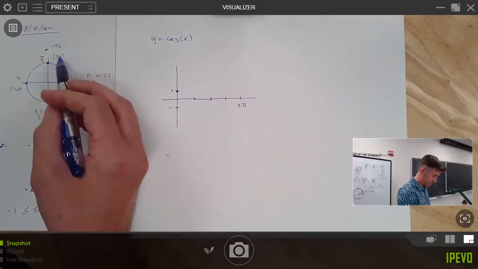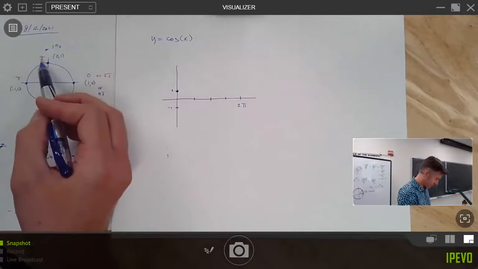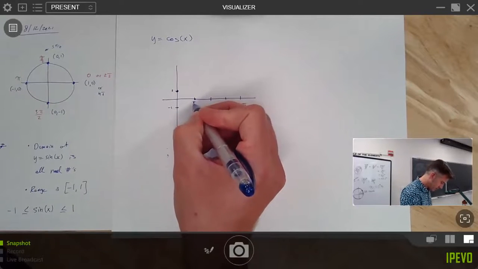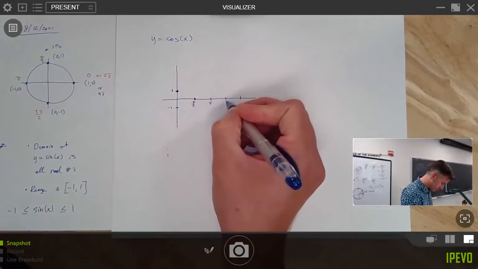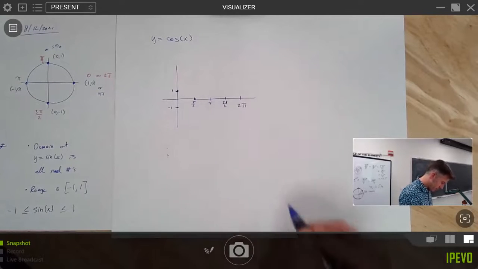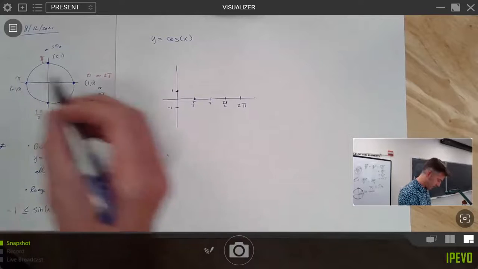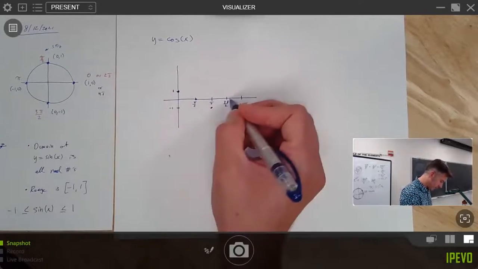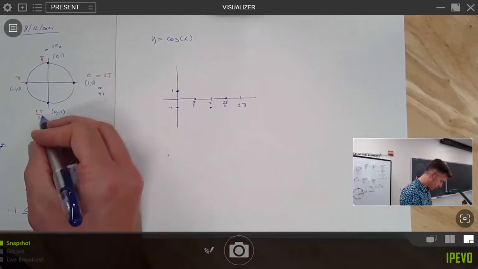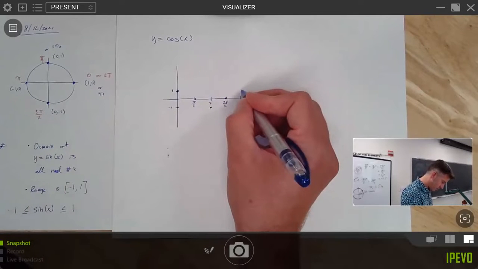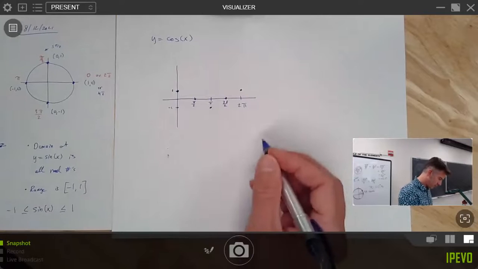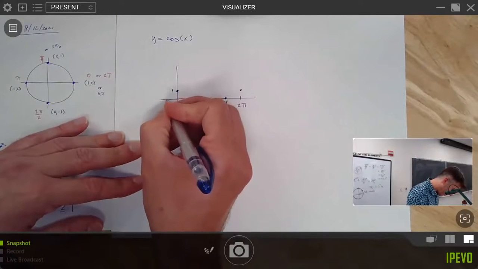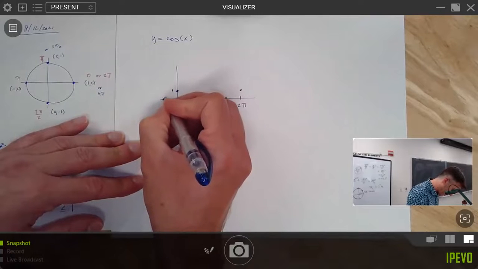And cosine of pi over 2 is going to be 0. I should label these. And then cosine of pi is going to be -1. Cosine of 3 pi over 2 is going to be 0. And cosine of 2 pi is going to be back to 1. And so this looks like the following. Sometimes I also like to look at where negative pi over 2 is. It's kind of like that.